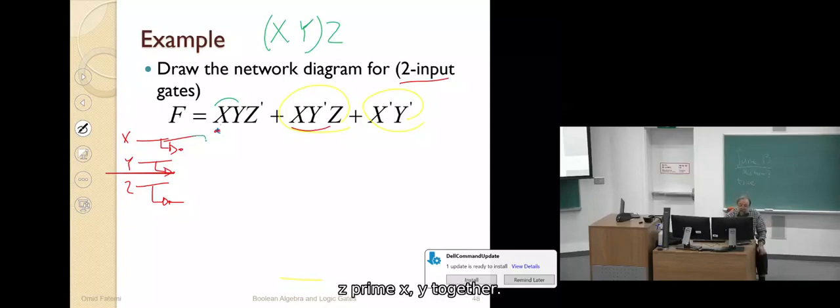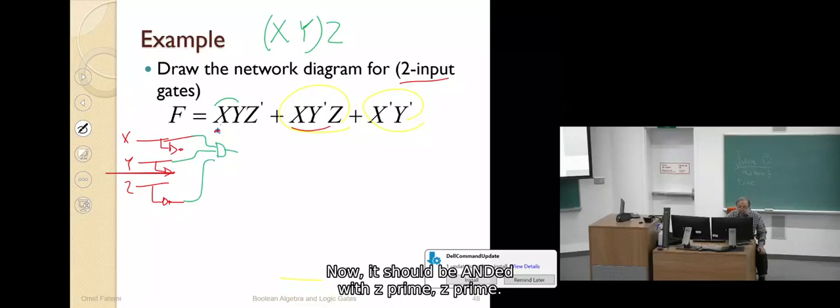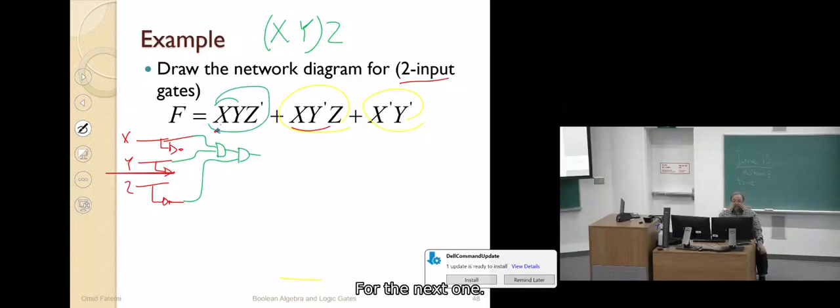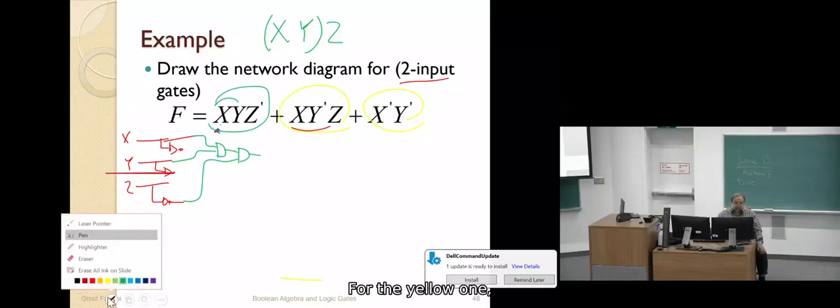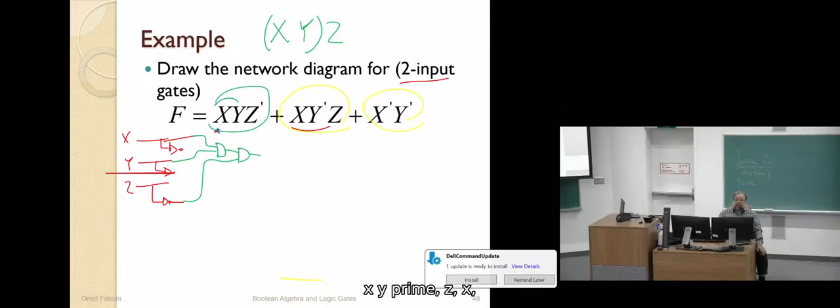x, y, z prime. x, y, ANDed together. So we have x, y. Now it should be ANDed with z prime. So we just use a two input AND gate to generate this. For the next one, for the yellow one, x, y prime, z. x is here, y prime is here, so I AND them together, and then I have to AND it with z.